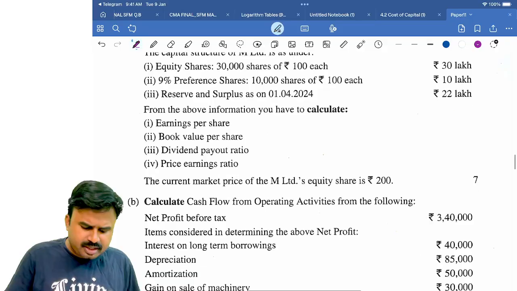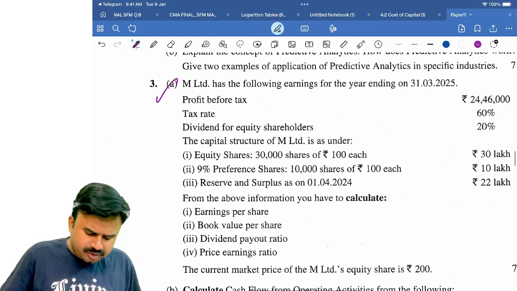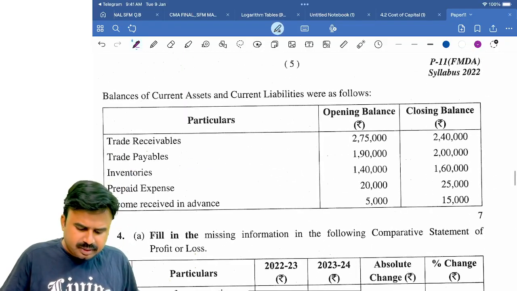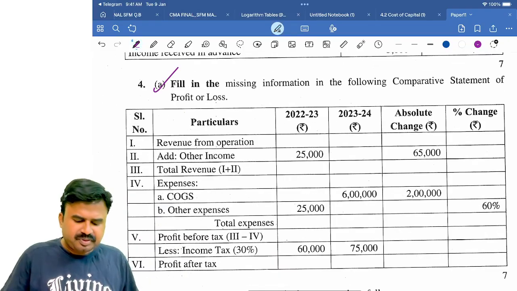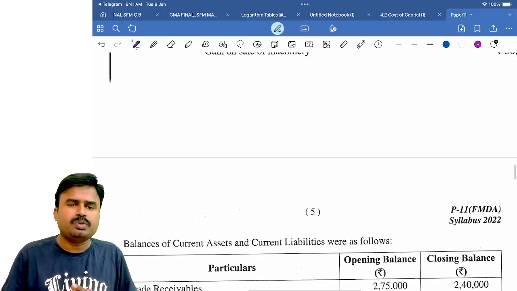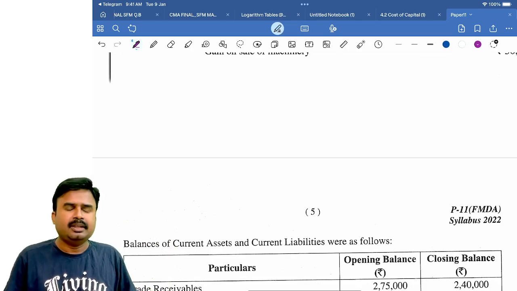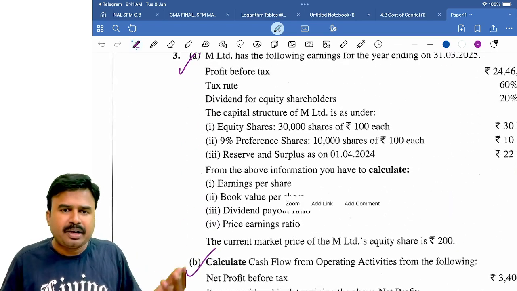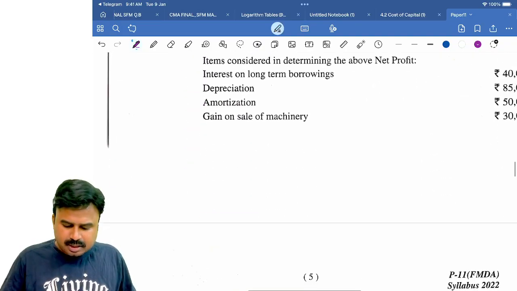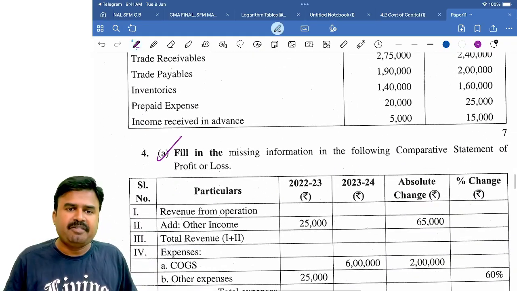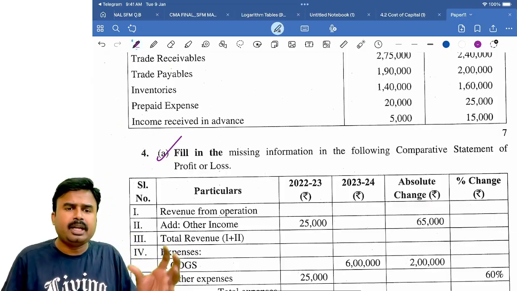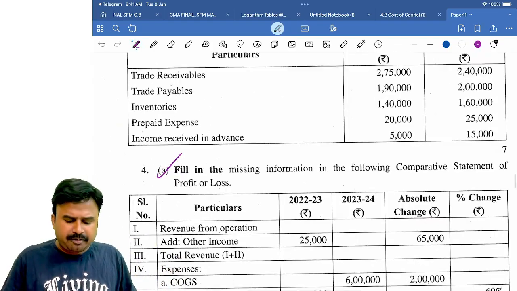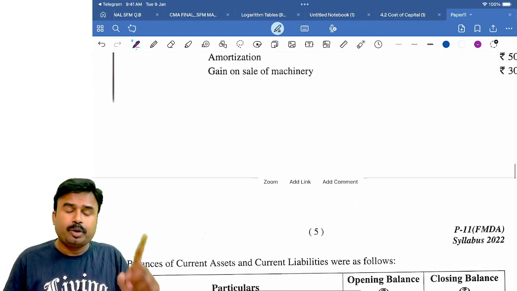Now, as I told you, if you remember, these three questions, 3A, 3B and 4A, are related to tools for financial analysis. That is ratio analysis, common size and comparative statement analysis, and then cash flow statement and funds flow statement. If you can cover that particular module, definitely you can attempt them for 21 marks. That's what I told you.